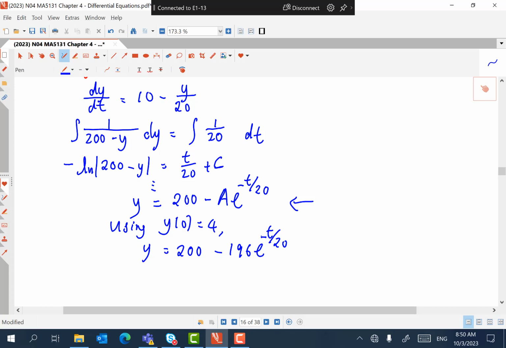Okay, so if you correct the mistake, I think that this should be the case. So your solution to this DE is like this. If you were to sketch a graph of this DE, it will look like this. This y and this time t. If you sketch a graph, this graph looks like this.